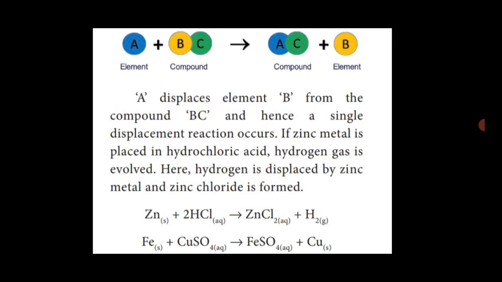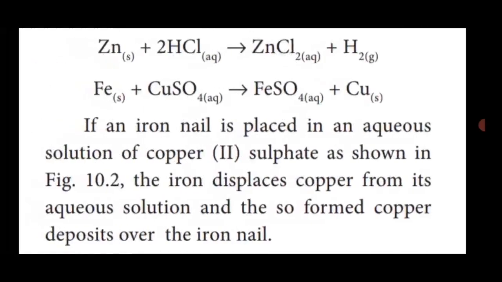Another example: Fe reacts with CuSO4. Fe replaces copper, so we get FeSO4 and copper element. So zinc and Fe are elements. These elements replace hydrogen and copper from the compound molecules, so we get a new compound and a new element. This type of reaction is called single displacement reaction.